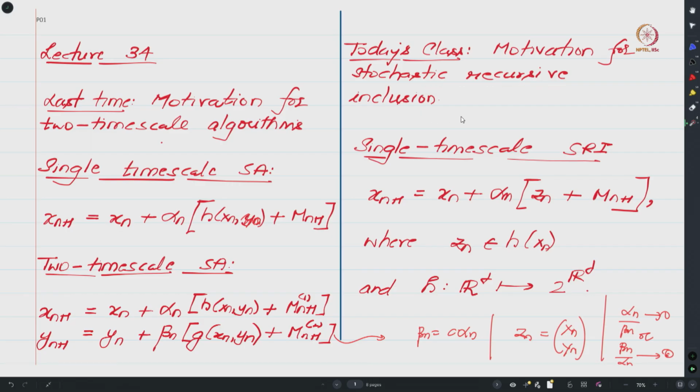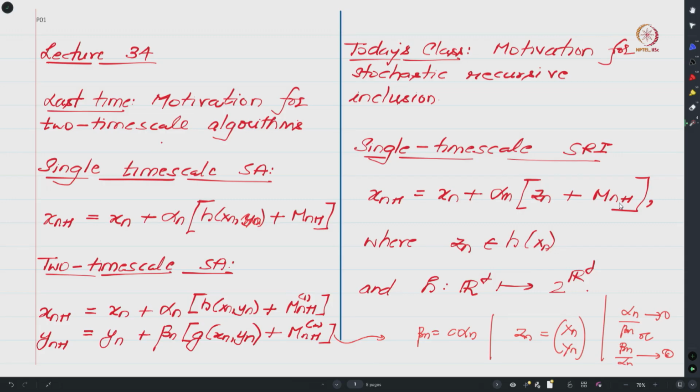In particular, to begin with, let's first look at an update rule for single time scale stochastic recursive inclusion, and the same idea can also be extended to discuss 2 time scale stochastic recursive inclusion. So the form for single time scale stochastic recursive inclusion is given over here. So observe that here the update rule has the form xn plus 1 equals xn plus some step size alpha n times zn plus mn plus 1.